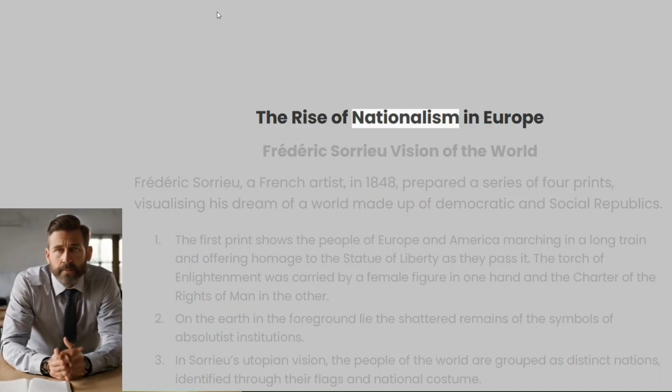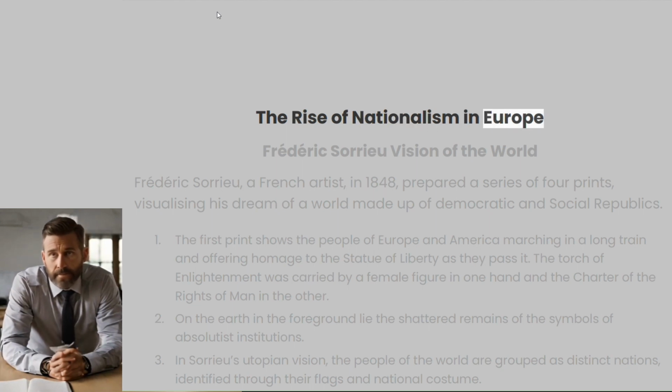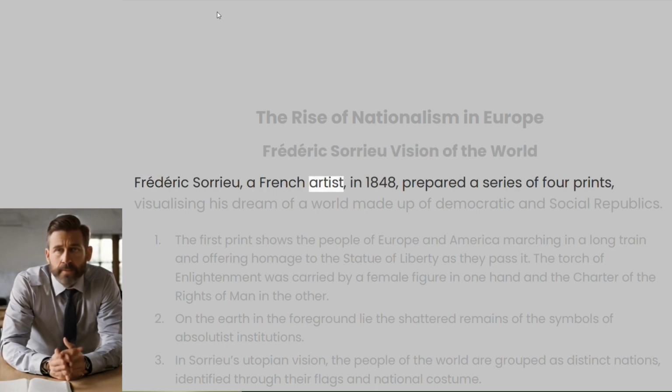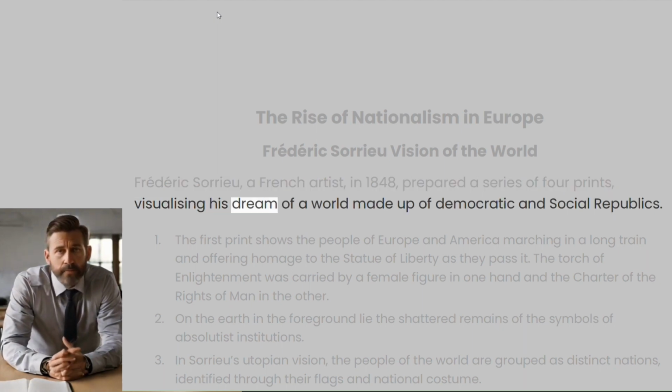The rise of nationalism in Europe. Frédéric Sorrieu's vision of the world. Frédéric Sorrieu, a French artist, in 1848, prepared a series of 4 prints, visualizing his dream of a world made up of democratic and social republics.